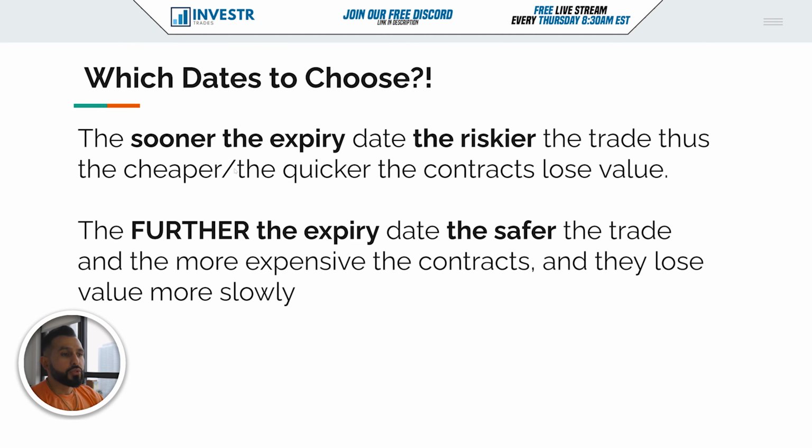All right, so the sooner the expiry date, the riskier the trade. And that's why, when we get into contracts, if we have weeklies, we try to take profits and we use them for day trades and we get out really quickly. If you're trying to swing trade options, then you're going to want to choose further out expiries, which have better thetas.